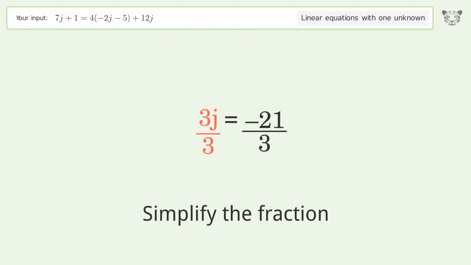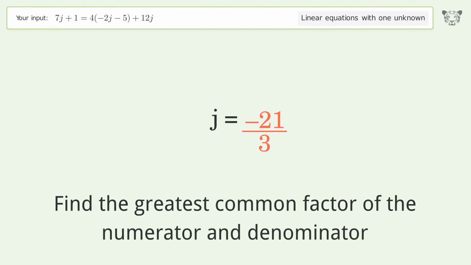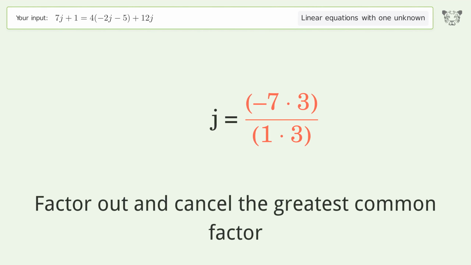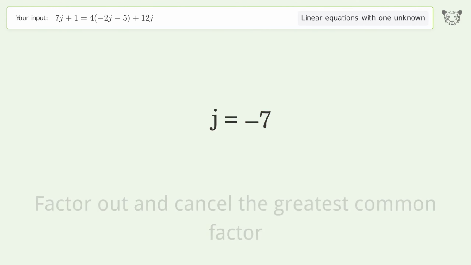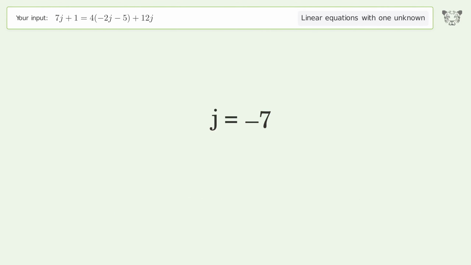Simplify the fraction. Find the greatest common factor of the numerator and denominator. Factor out and cancel the greatest common factor. And so the final result is j equals -7.